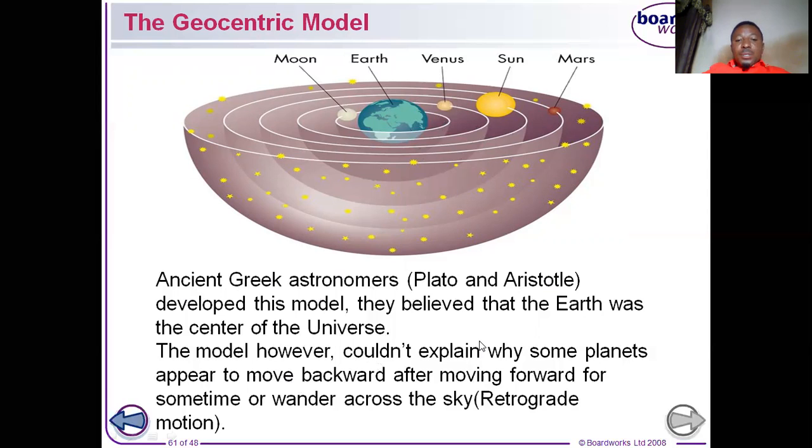They believed that the Earth was the center of the universe, and every other thing revolves around the Earth. But there was a big gap in what they believed and in their model. They couldn't explain why some planets appear to move backward and forward in the sky when you observe it. That is what we call today the retrograde motion of planets. So there was a serious loophole there.